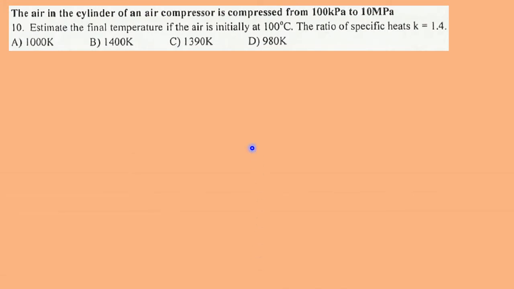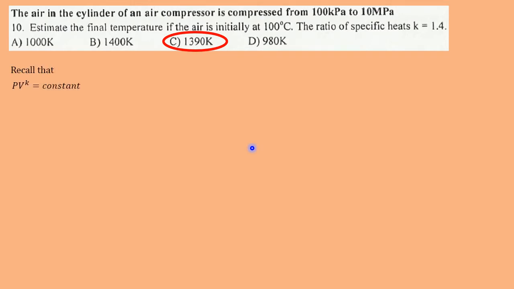The air in the cylinder of an air compressor is compressed from 100 kilopascals to 10 megapascals. Estimate the final temperature if the air is initially at 100 degrees Celsius. The ratio of specific heats, K, equals 1.4. So the answer there is C, 1390 Kelvin.